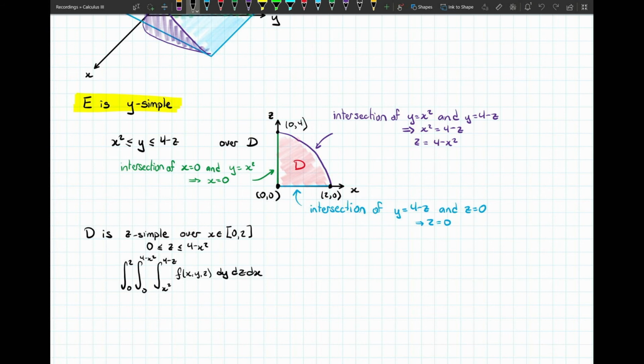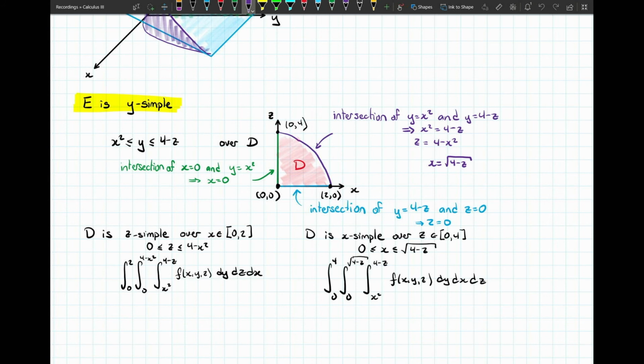Now, it may not be quite as optimal to set it up as an x simple region. That would simply be because z equals 4 minus x squared is probably a lot nicer than solving that same equation for x to get a function x equals f of z. But if we wanted to solve for x, then we could always say that x is equal to the positive root of 4 minus z, since we know that x must be greater than or equal to 0. Then, for an interval from z equals 0 to z equals 4, x will range from x equals 0, the green function, to x equals root 4 minus z, the purple function.